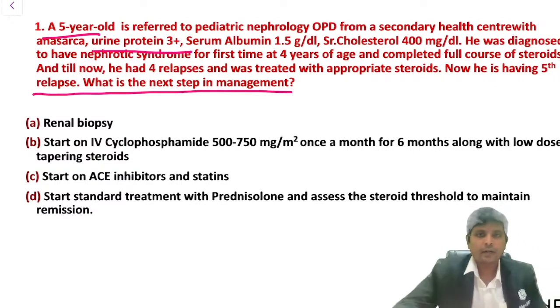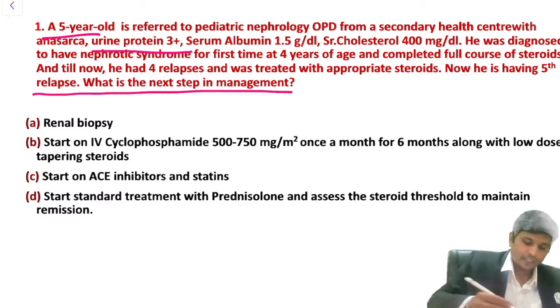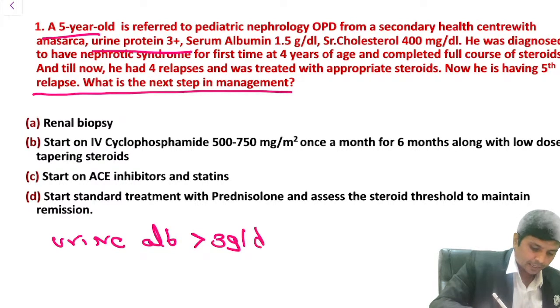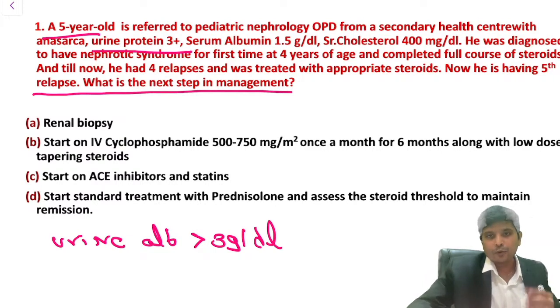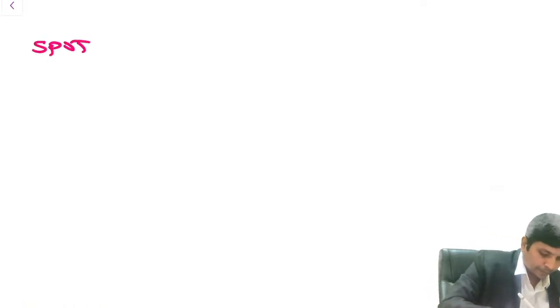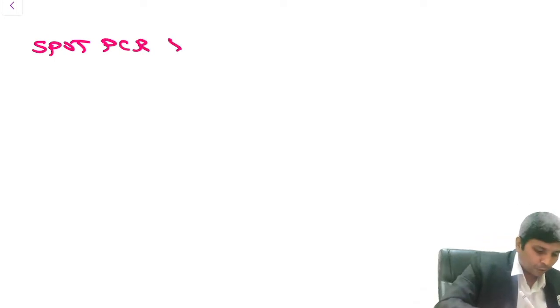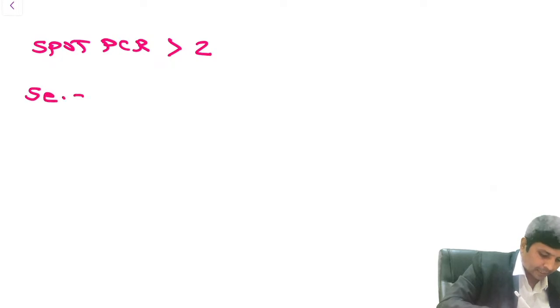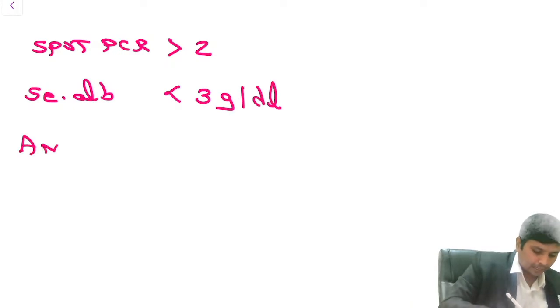Is it a nephrotic syndrome? When will you call it a nephrotic syndrome? A basic revision. You will call a child with nephrotic syndrome if urine albumin is more than 3 grams per deciliter per 24 hours, but it is impossible to calculate 24-hour urine albumin, so we usually follow spot PCR. A spot protein creatinine ratio of more than 2 is defined as nephrotic range proteinuria. Simultaneously, your serum albumin will be less than 3 grams per deciliter and you will have anasarca or edema.